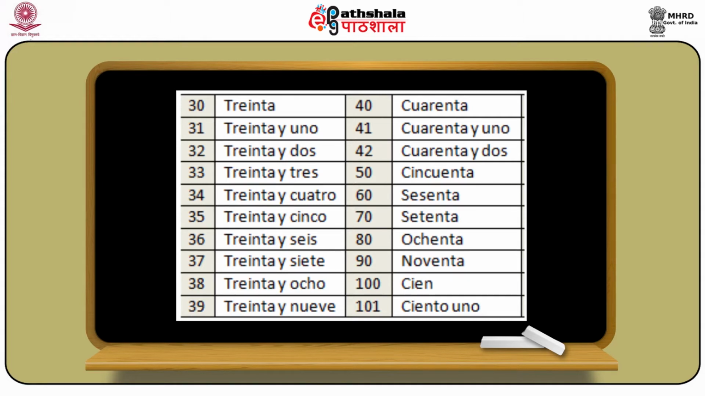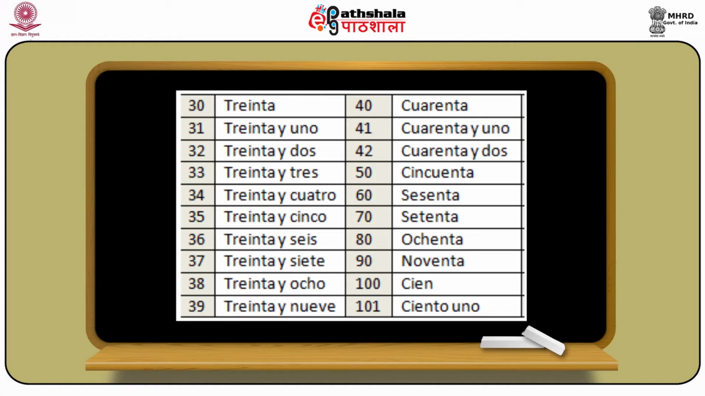From 30 to 39, it is quite simple to form the numbers. And how to do that? 30 is treinta, and after this you add y, and after this y you just go on adding the numbers that you learned from 1 to 9, that is uno, dos, tres. So in 31, treinta y uno, how to form this? We took treinta, then put y, which literally means and, then put uno, that is 1. So 30 and 1. This was the literal meaning, but it signifies 31.